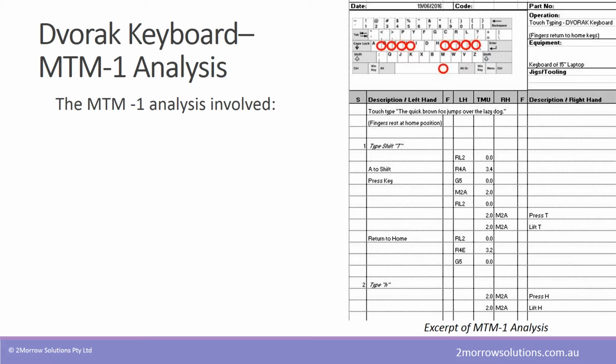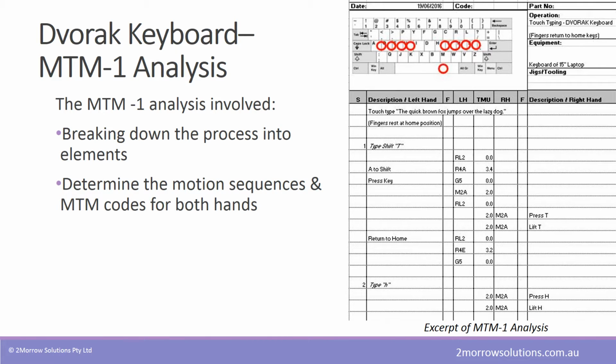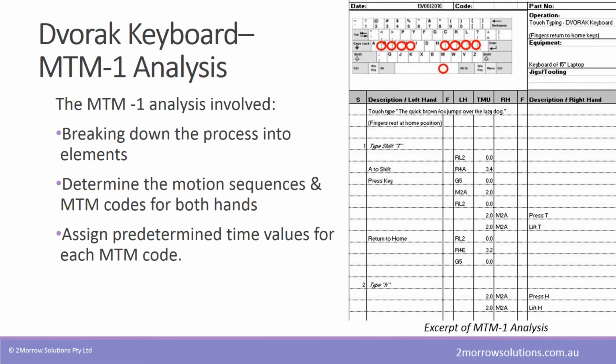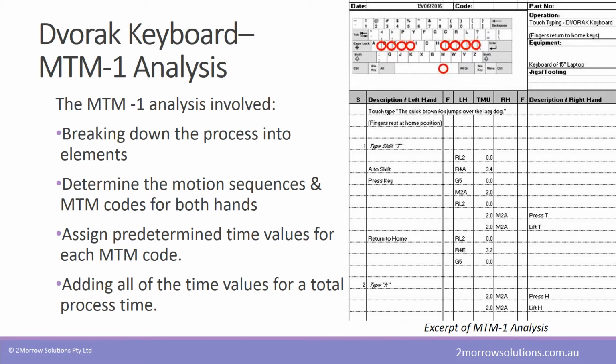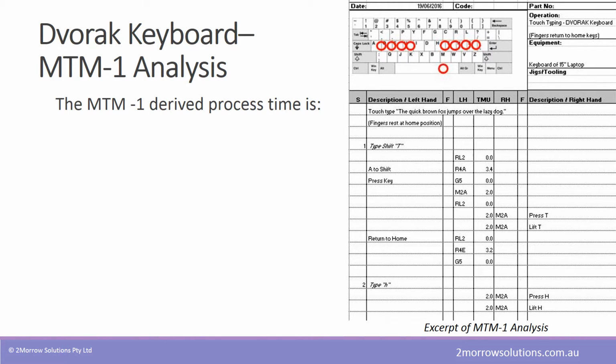Like the previous analysis, we used MTM1 to analyze the typing motions for the Dvorak keyboard. The analysis involved breaking down the process into smaller elements. For each element, determining the motion sequence and MTM1 code used for both left and right hand, taking into account the distance the hand is moved and the degree of control required. Assigning the predetermined time values for each motion sequence code, adding all of the time values for a total process time. The process time derived from the MTM1 analysis for typing the sentence on the Dvorak keyboard by an average experienced operator is 11 seconds.